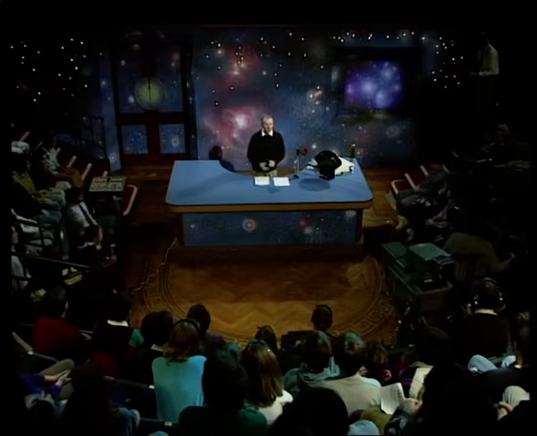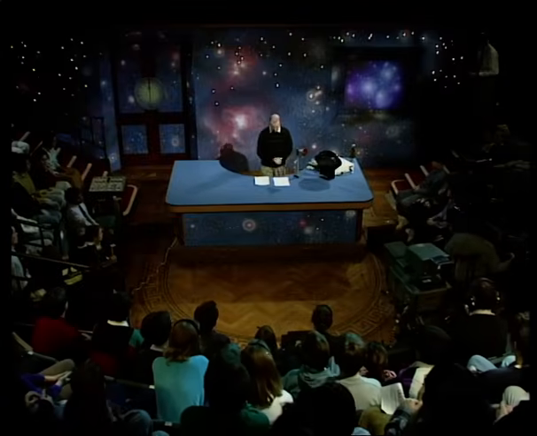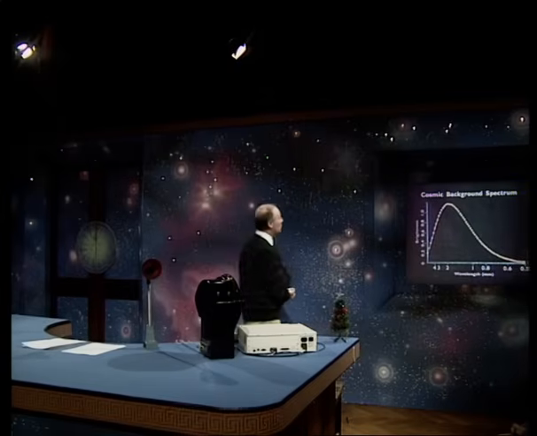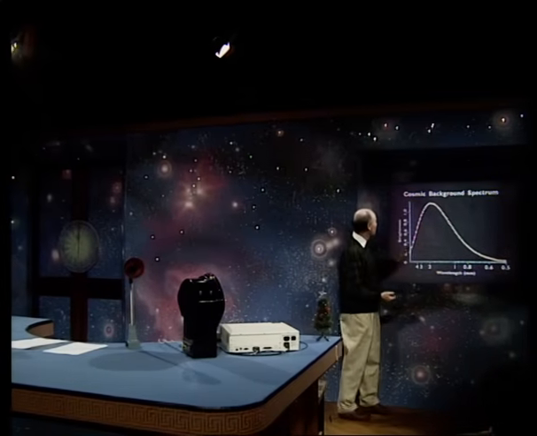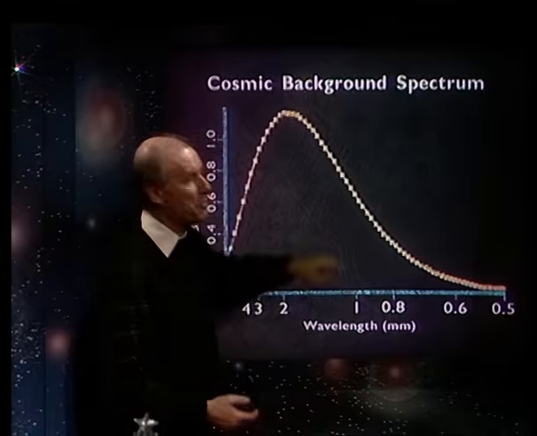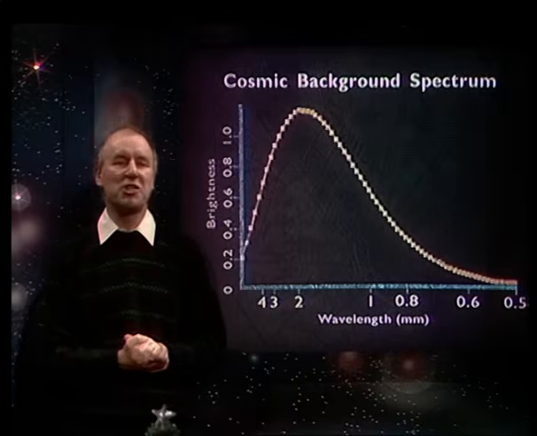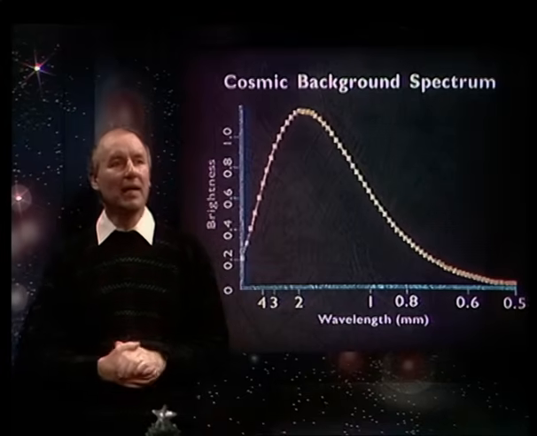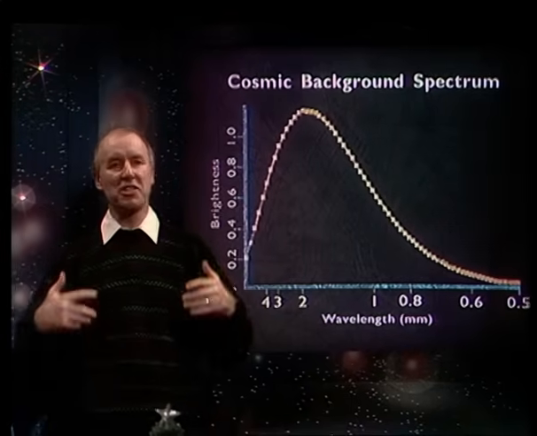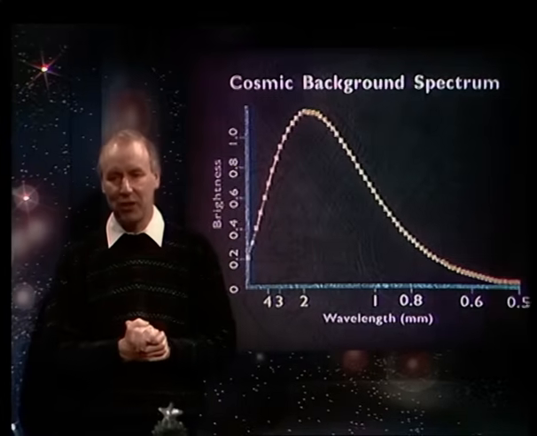Now, so much for the matter. What about the radiation in the universe? Well, we've already talked about the microwave background radiation, and I'm showing you again here this beautiful spectrum of the microwave background radiation. The spectrum was taken by the Cosmic Background Explorer within the last year, and it shows that the radiation has this almost perfect black body form.